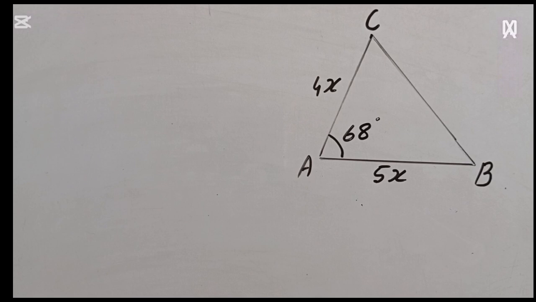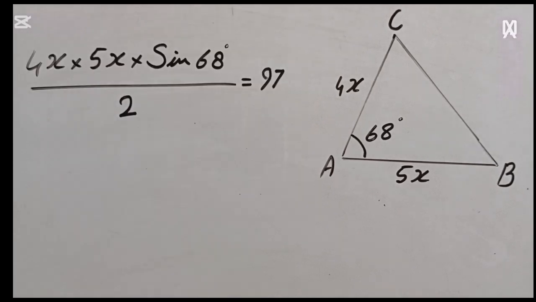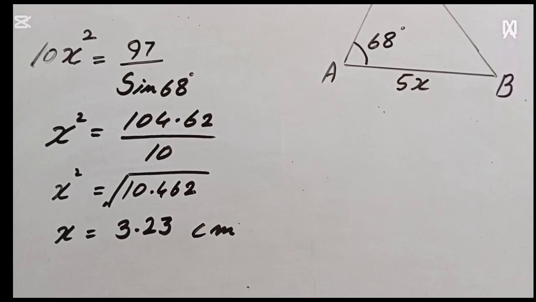Now using the formula to find out the area of the triangle, we have completed the left side and on the right side written the given area 97. Now this is an equation, we solve it and find out the value of x. Then x square equal to 10.462. Taking square root both the sides comes x equal to 3.23 centimeter.